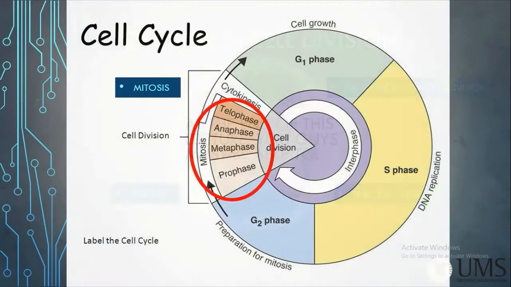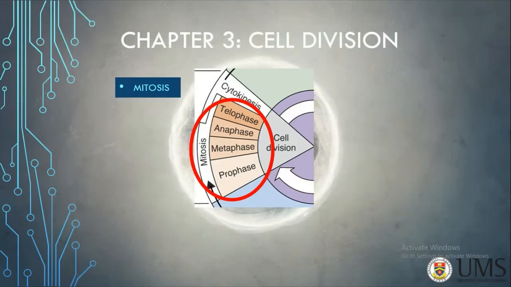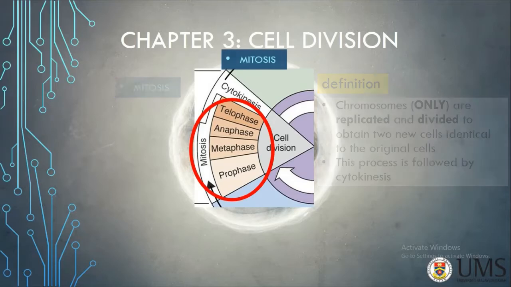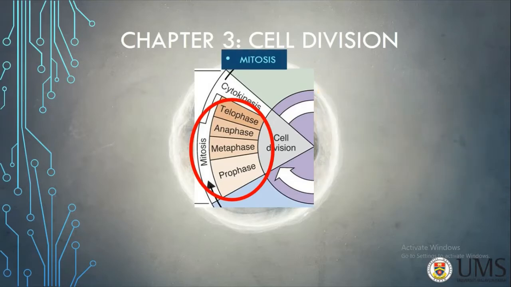Now we will move to the mitosis process. So after interphase, the cell will undergo cell division, which starts with mitosis. Mitosis can be divided into 4 phases as shown here. Mitosis is defined as the process in which the chromosomes are replicated and divided to obtain 2 new cells that are identical to the original cell. This process is followed by cytokinesis. Mitosis can be divided into prophase, metaphase, anaphase, and telophase.